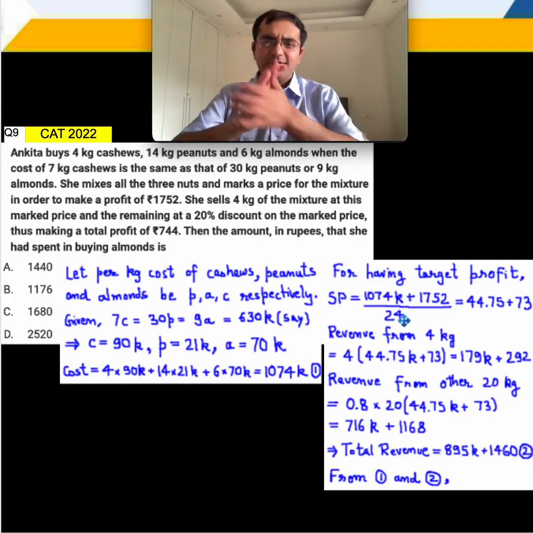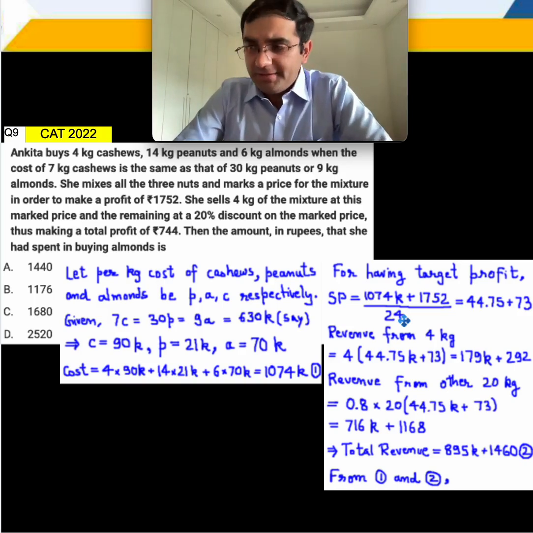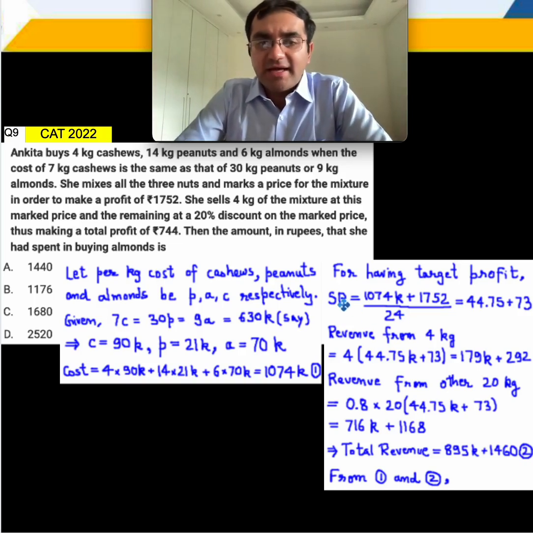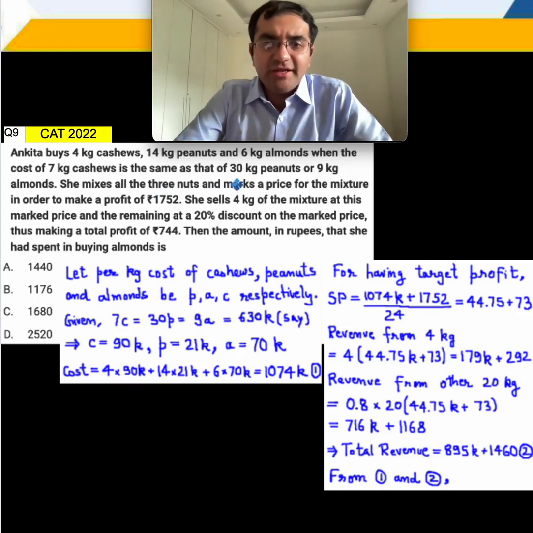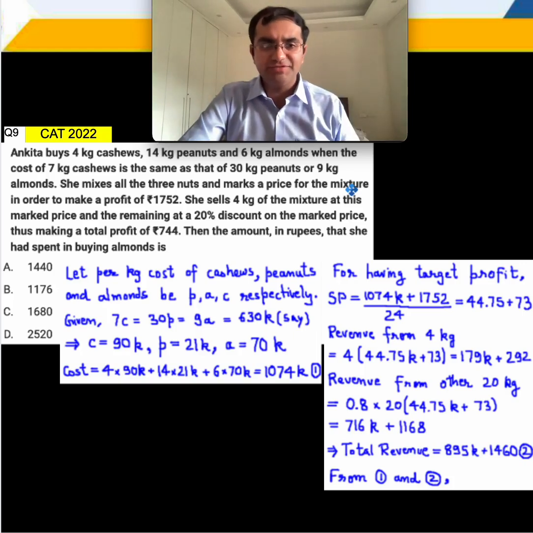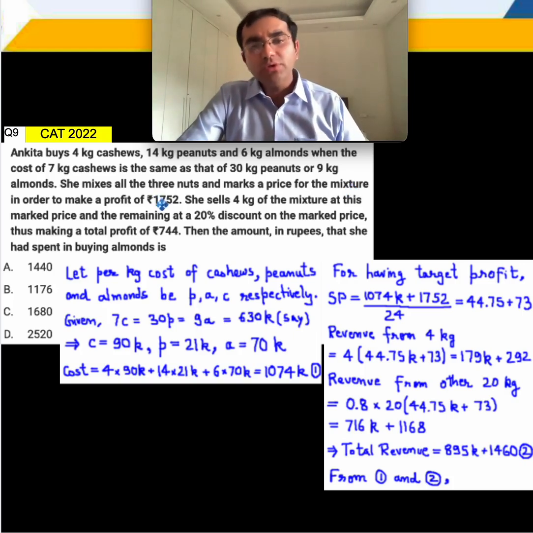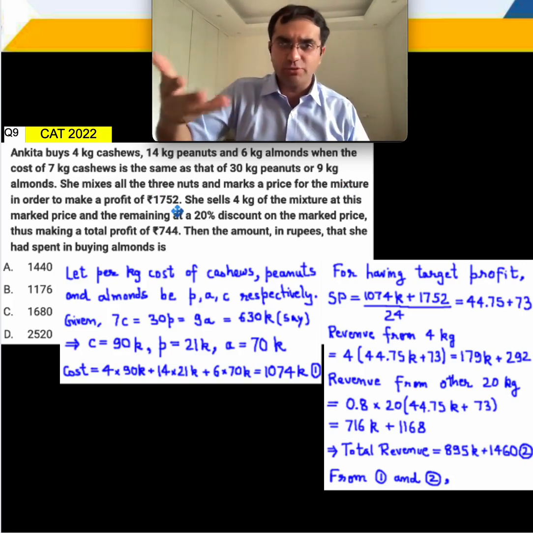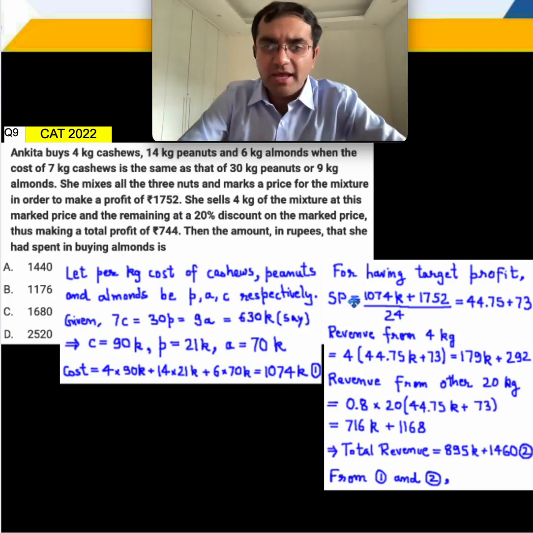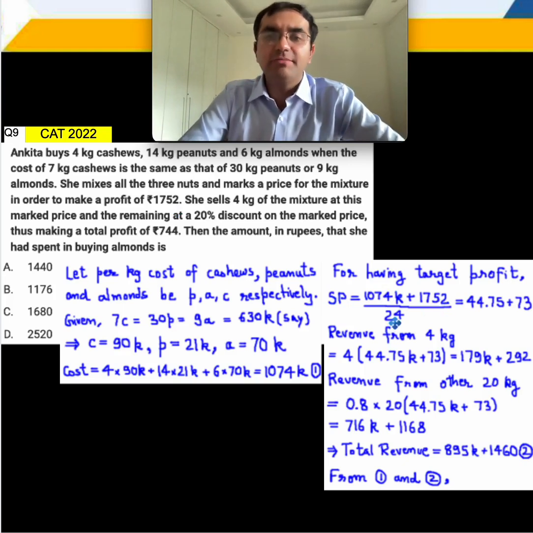कुछ समझ में आ रहा है? See, all I have done is that I am trying to find out that she mixes all the 3 nuts and she marks a price. तो एक marked price आने वाला है. She marks a price so that the profit is 1752. ठीक है. In this case the marked price is equal to the selling price because कोई discount की बात हुई नहीं है अभी. So selling price becomes equal to cost price plus profit divided by the weight, which is for 24 kg.